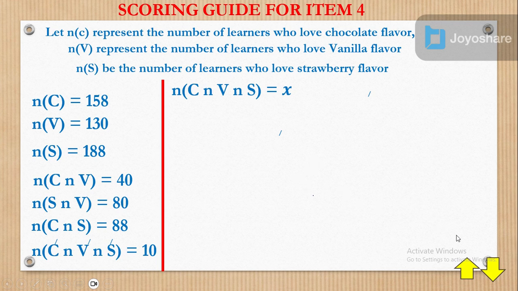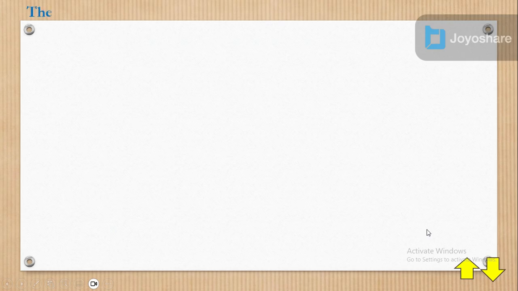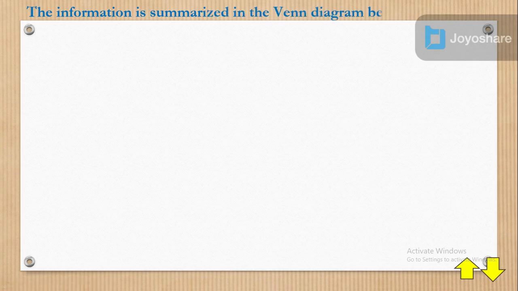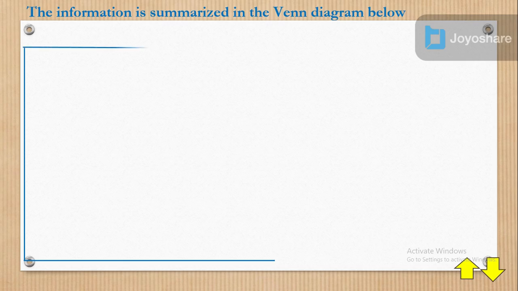Now next we must go and draw a Venn diagram. Let's go there. A Venn diagram must always have a title which shall say that the information is summarized in the Venn diagram below. That is now our title. Let's move on. Okay. Next is drawing our Venn diagram. Our Venn diagram is there.